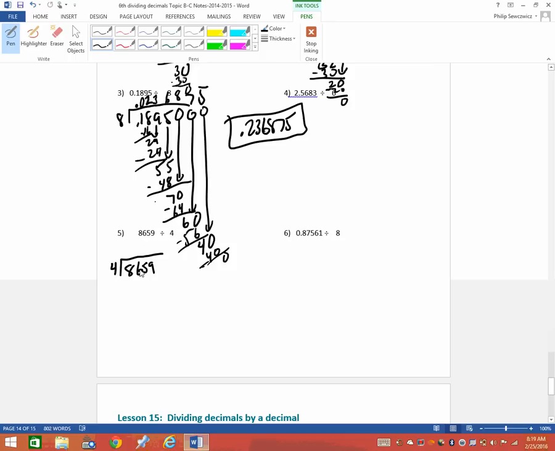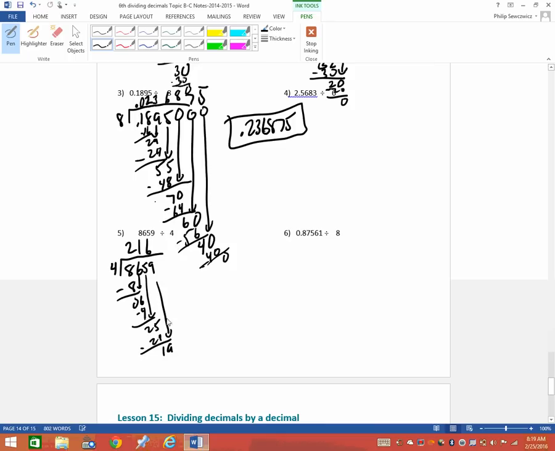So how many groups of 4 can you take out of 8? Well, you can take 2 of them. So we'll subtract, get a 0, bring down the 6. How many groups of 4 out of 6? Well, that's 1. So that's a 4. Subtract, I get a 2. Bring down my 5. How many groups of 4 out of 25? 6. So that does give you 24. Everything's like business as normal.